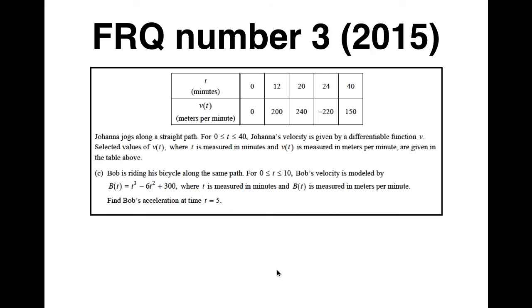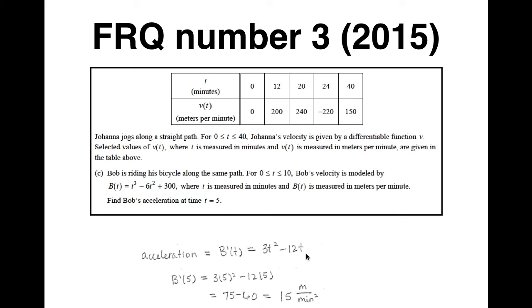Question C. Bob is riding his bicycle along the same path. For the first 10 minutes, Bob's velocity is modeled by the function given here, where t is measured in minutes and B of t is measured in meters per minute. Find Bob's acceleration at t equals 5. So this function is the velocity. How do you find the acceleration when you have the velocity? You take the derivative and then you plug in t equals 5 in your derivative.